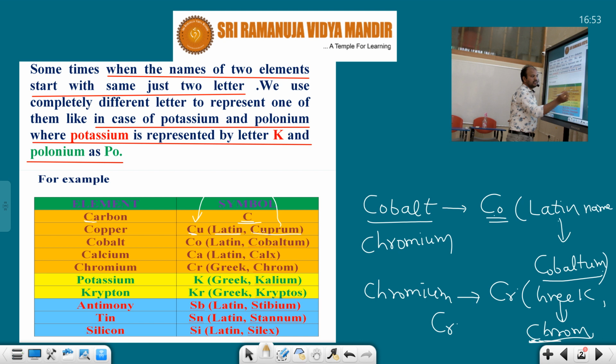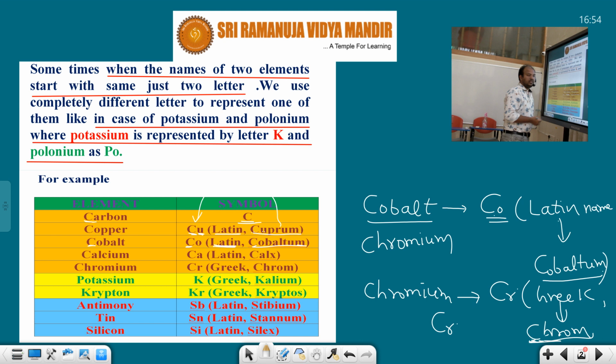Cu. Sometimes it is not possible to take the second letter, so any prominent letter in that word should be considered. Here cobalt will be there. The first letter is always a capital letter, and the second letter is a small letter. So here the first letter is C. This is derived from the Latin word Cobaltum. First letter is C, second letter is O: Co.